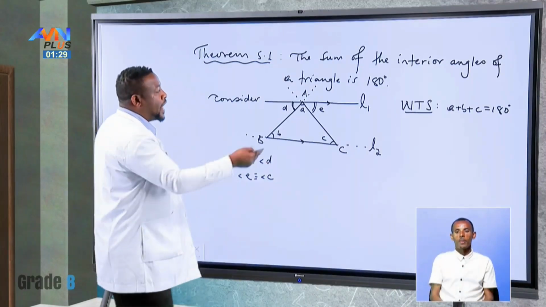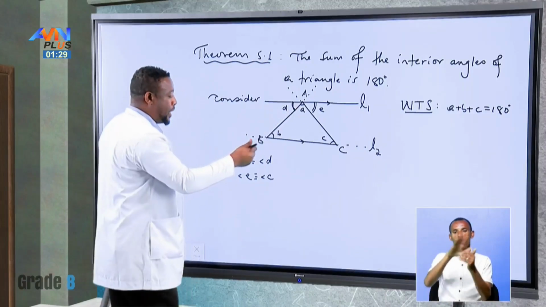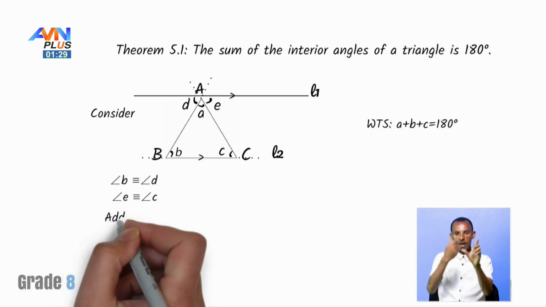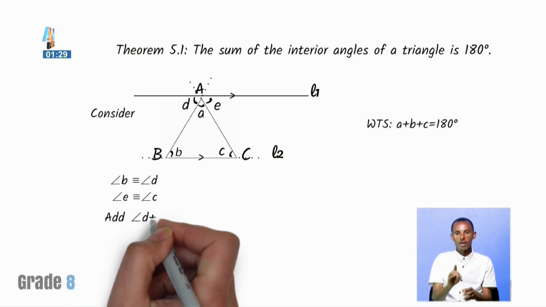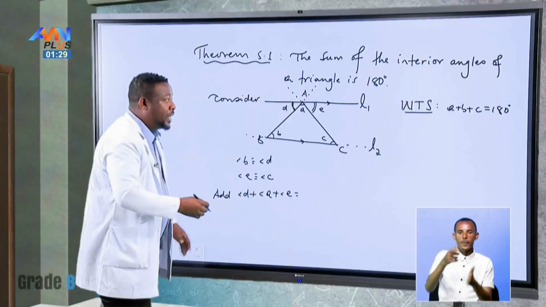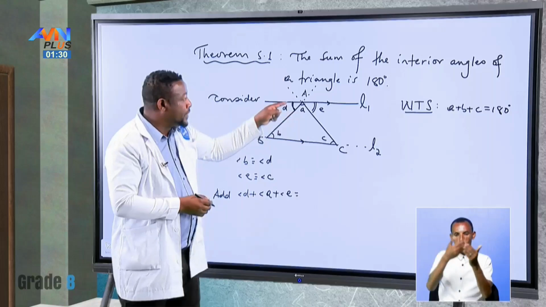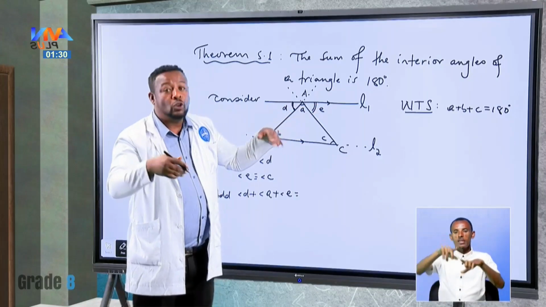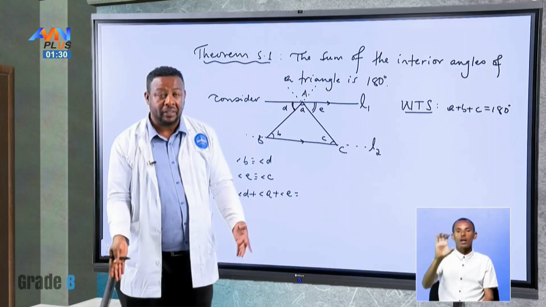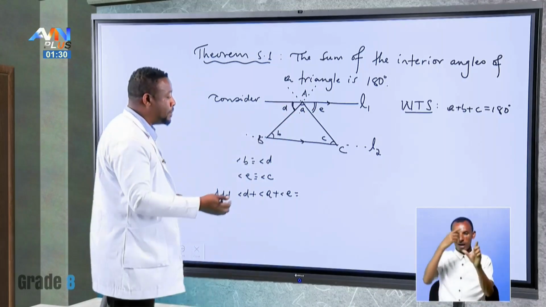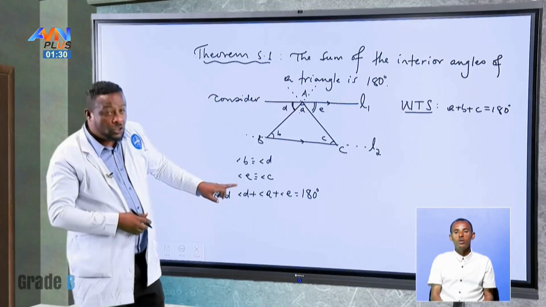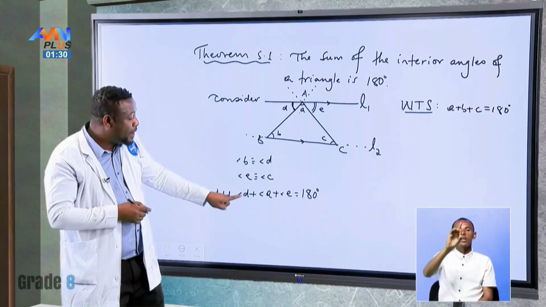Now, let us add all these three things: angle D plus angle A plus angle E. Clearly, the sum of all these three gives us a straight line, and you all know that a straight line forms 180 degrees, right? So these three angles sum up to 180 degrees. So you know that D is the same as B, okay?